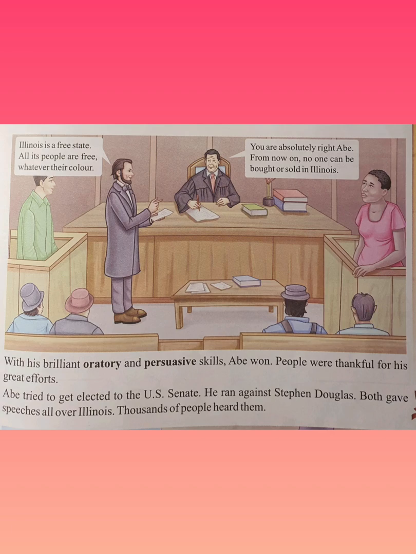So once he took the case of a black lady, Nancy, who was a slave. He believed slavery was wrong. His state had laws against it, but the laws were not clear. So he convinced the judge that Illinois is a free state and all the people are free, whatever their color is. And this is how Nancy was freed. With his brilliant oratory and persuasive skills, Abe won. People were thankful for his great efforts.